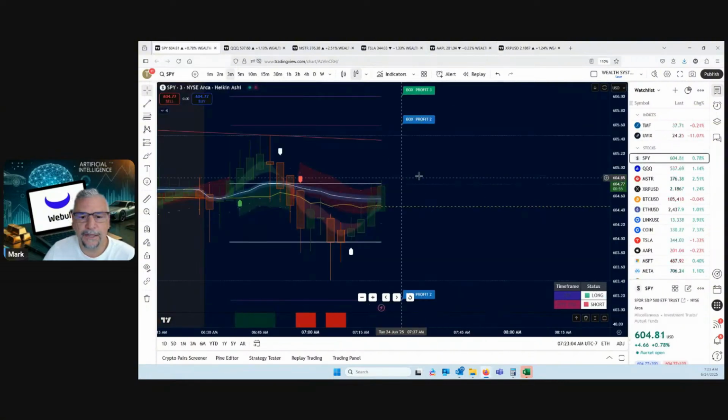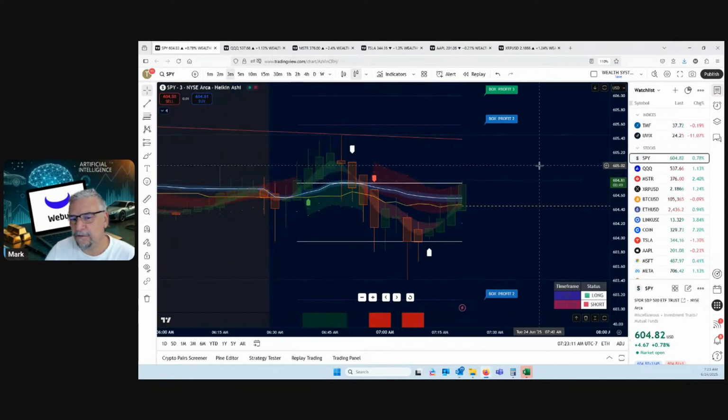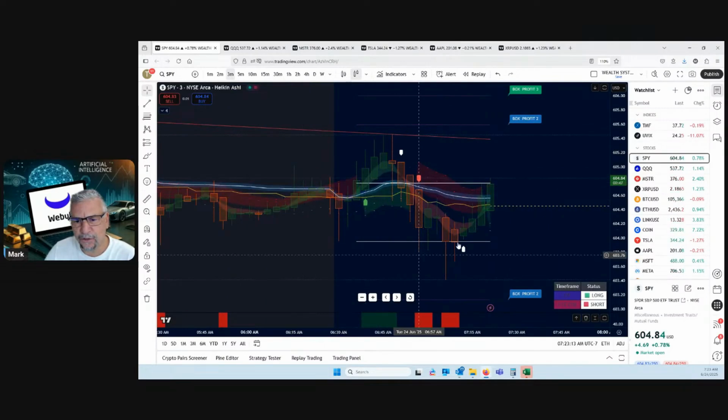Going back to SPY, there it is. So just like we were saying, right? Hit the opening high. What's it going to do from this point? If that's a strong enough reversal, it's probably going to come up and maybe touch the 605.